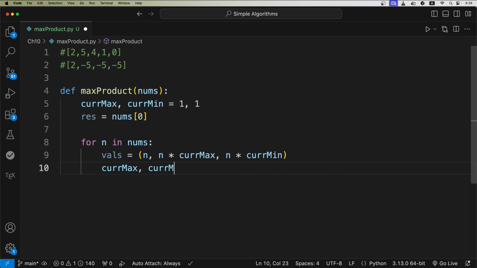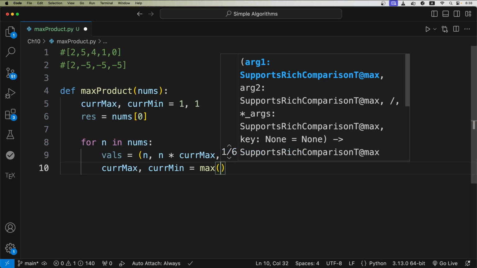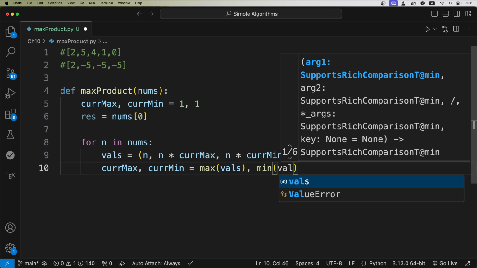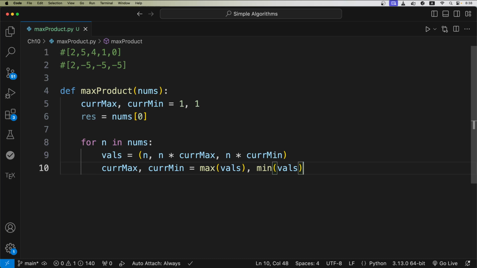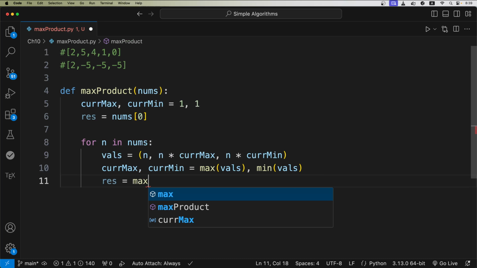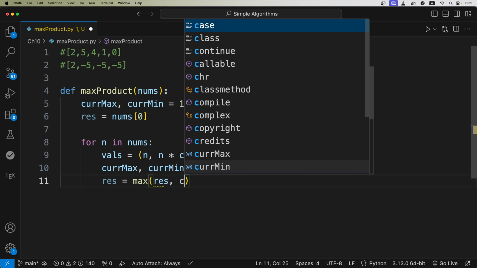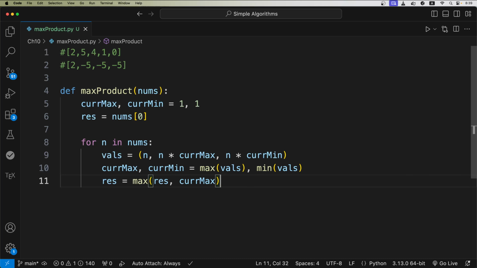And to determine which one is best, what we do is we just update the current max and the current min to be equal to the max of vals and the min of vals. So basically what's happening here is we get the maximum of these 3 values, either n, n times the maximum, or n times the minimum. We also get the minimum of that, right? So the smallest possible outcome and the largest possible outcome. Then all we have to do from here is just say the result is equal to the largest of either the current res or the current max. And that's all that really needs to be done. From here, we could just return res, and we're done.